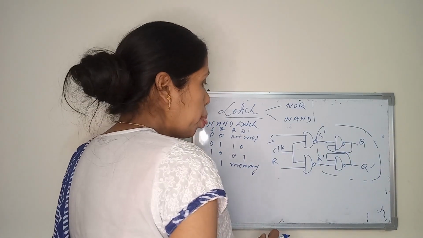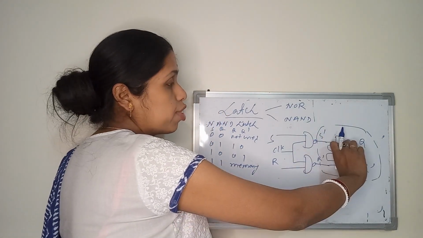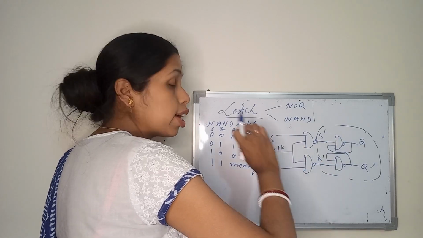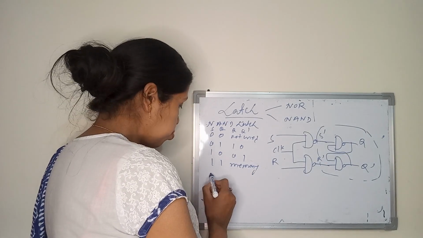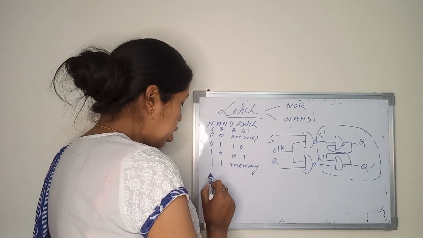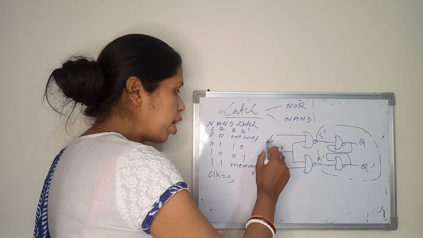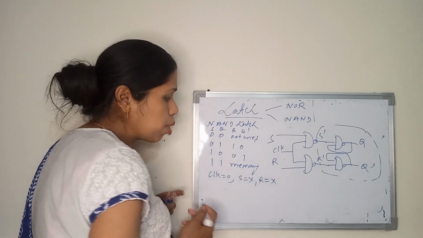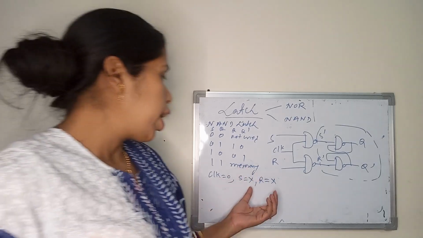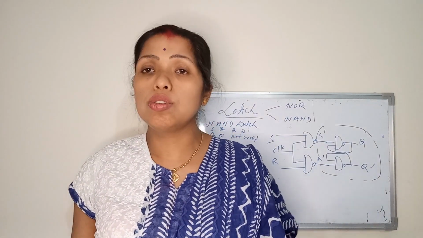Now S prime and R prime, these two are the inputs of the NAND latch, and S and R, these two are the inputs mainly for the NAND flip-flop. Now this is the clock signal. First my clock signal is 0. I am giving any input. S is anything, R is also anything. The S and R combinations will be 01, 10, 11, 00. So 4 combinations are possible for S and R.